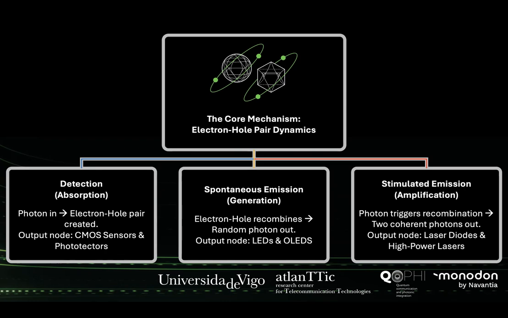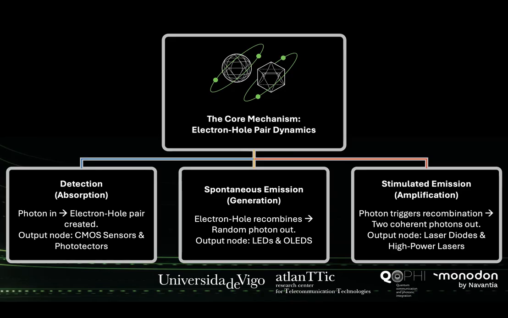The first is detection. A photon enters the material, creates an electron-hole pair, and the resulting electrical signal can be measured. This is the operating principle behind CMOS cameras, photodiodes, and many optical sensors. The second process is spontaneous emission. Here, the excited electron eventually falls back down and releases its energy as a new photon. Because this happens randomly, the emitted light is incoherent and spreads in many directions. This is how LEDs and OLED displays work.